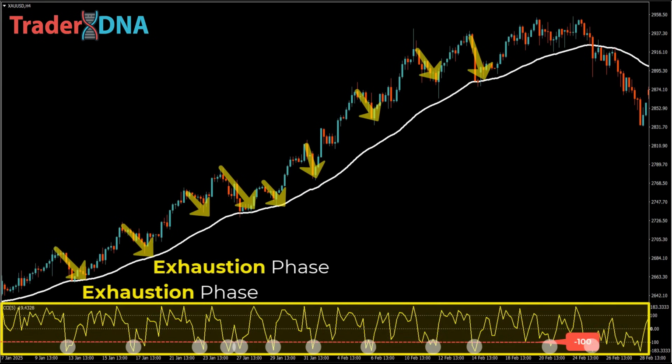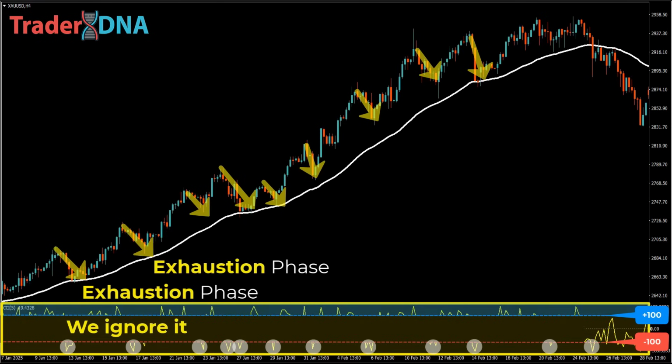If it drops below -100, the market is showing deep exhaustion. Now, here's where it gets exciting. If the CCI rebounds from below -100 and breaks back above +100, that's a valid buy signal. But there's a catch. If during the exhaustion phase, the CCI doesn't drop below -100, then we simply ignore this phase. Why? Because trades taken in these conditions usually don't yield significant returns.